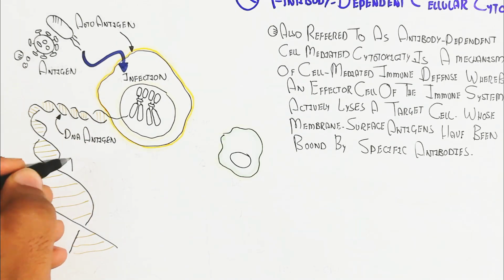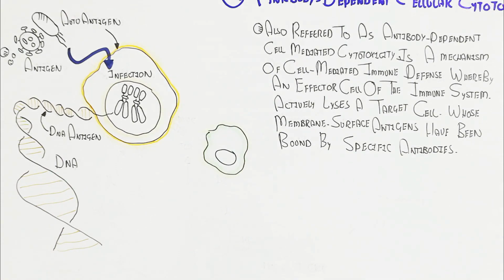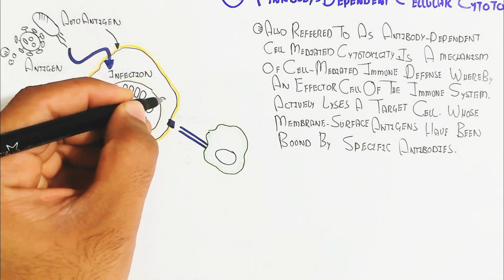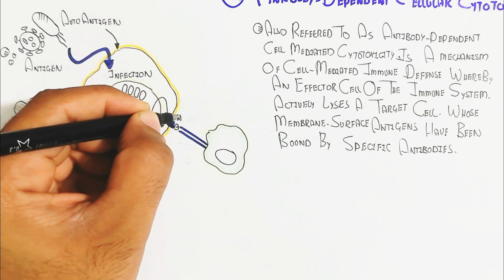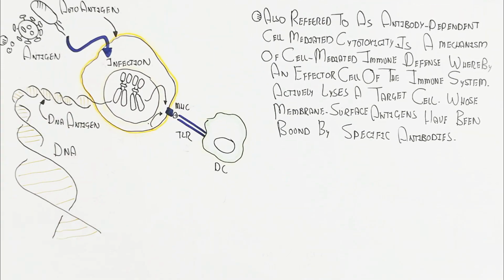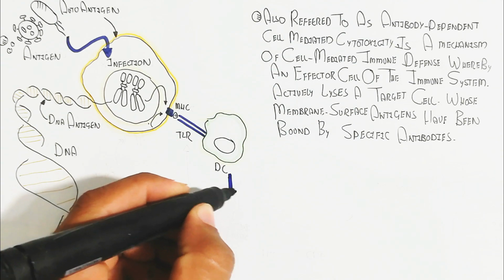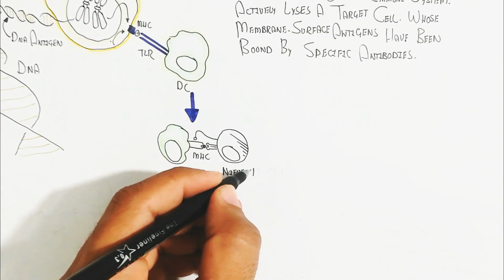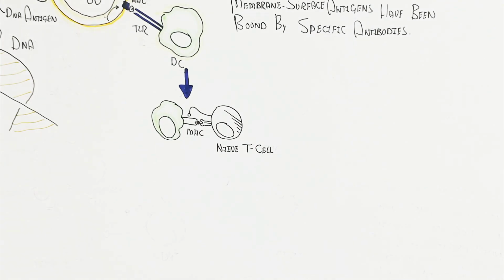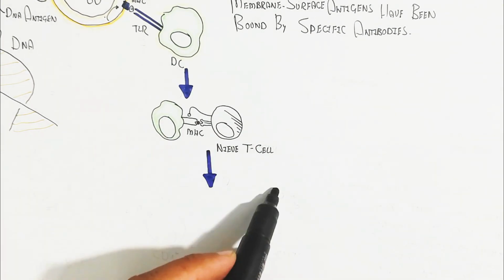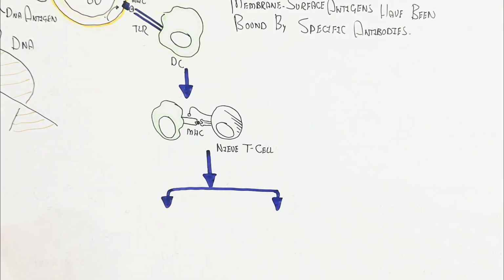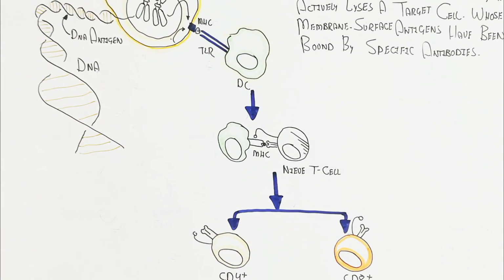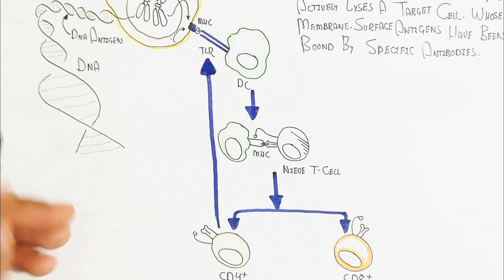The infected cell will present the antigen to the dendritic cell through the toll-like receptor via an MHC molecule. The autoantigen can also be recognized by this function, but this is the normal mechanism we are understanding now. The MHC class 1 molecule will be recognized by the naive T cell to proliferate into the CD4 helper cell and the CD8 cytotoxic T cell.